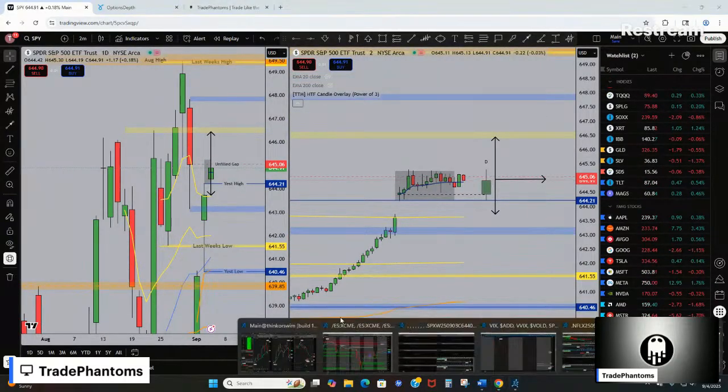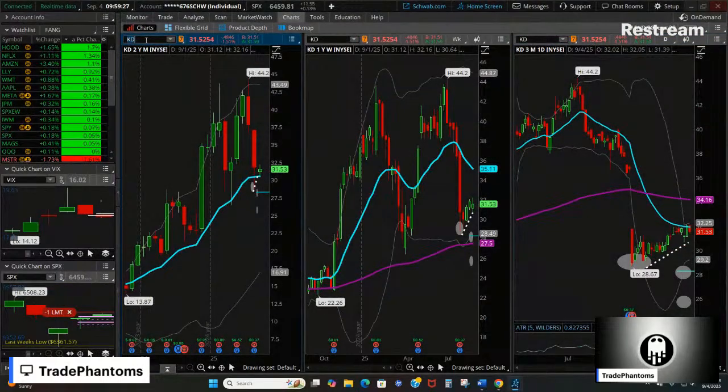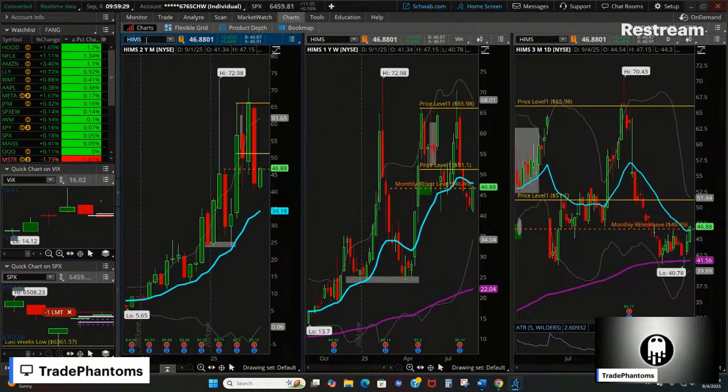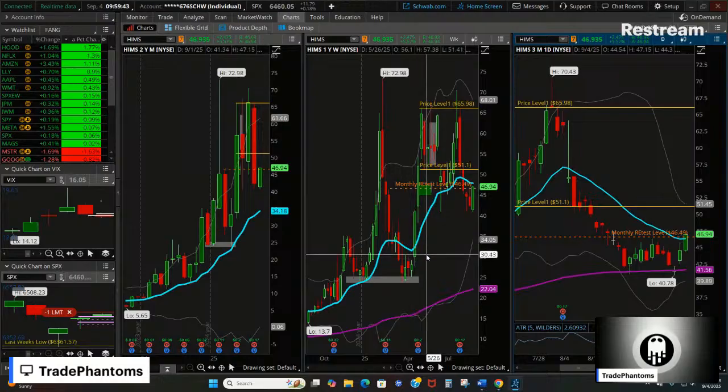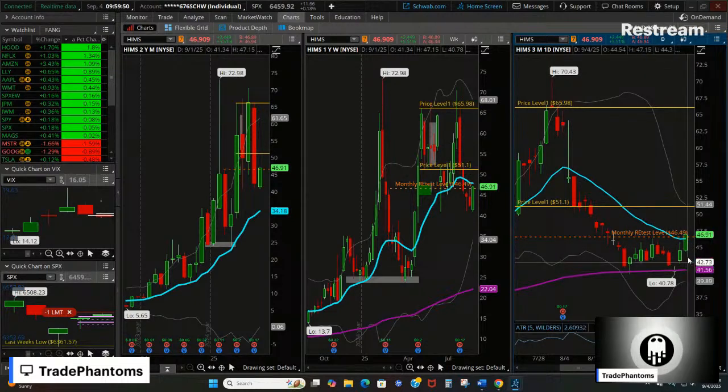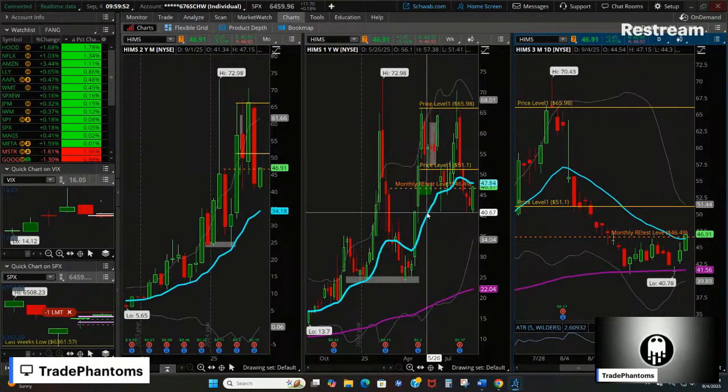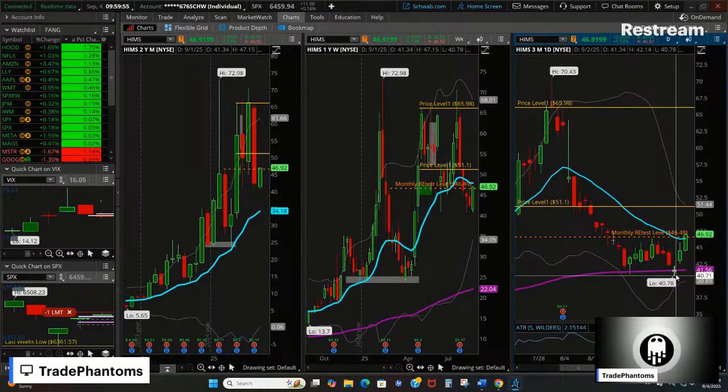HIMS. Oh, yeah. Pick up some more HIMS. Island gap off the 200. This is good. Also got another massive monthly level down in here, too. This is in the long-term portfolio, folks. I haven't looked at this in a little while. Yeah, this is looking decent.